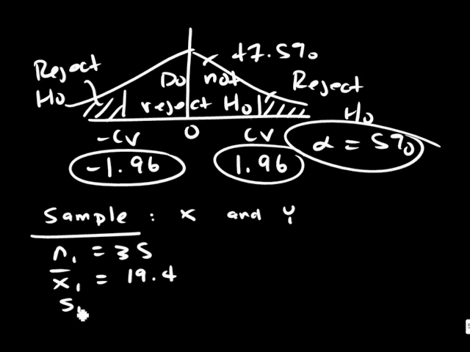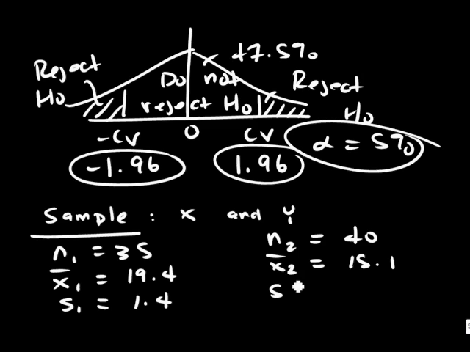In a sample, this is the second group, not the first. And a sample standard deviation of value 0.8. This is the sample information. We're now ready to compute our test statistic.